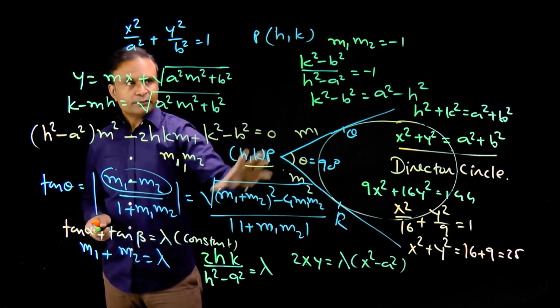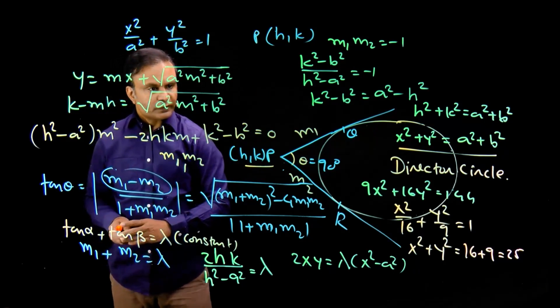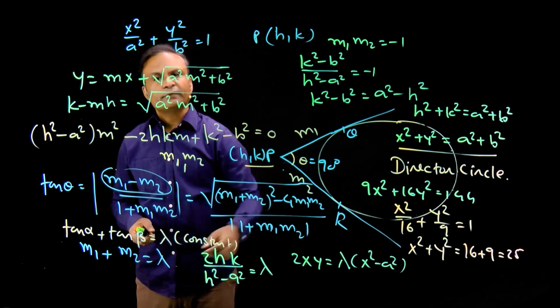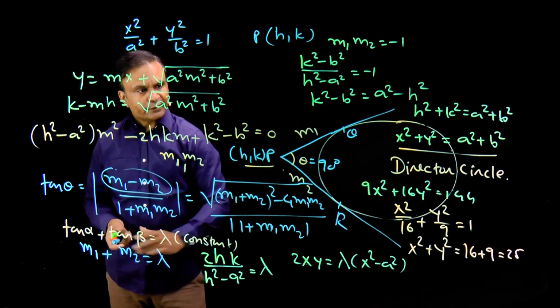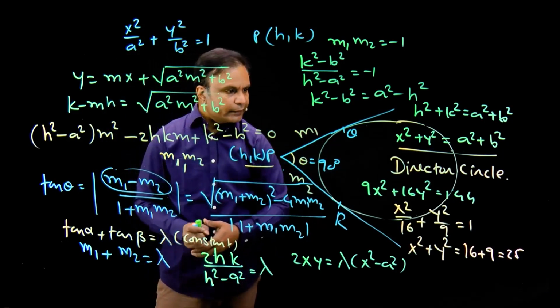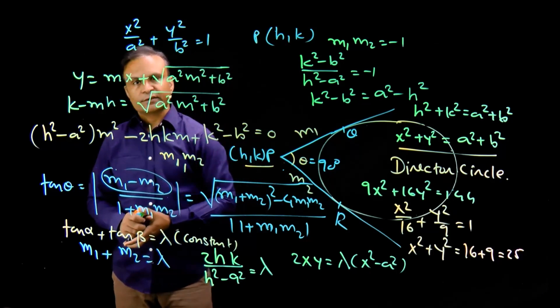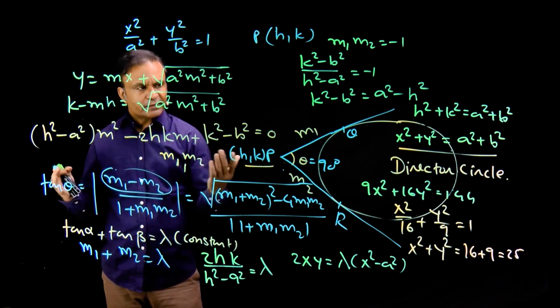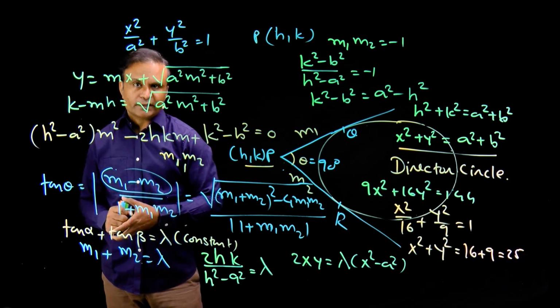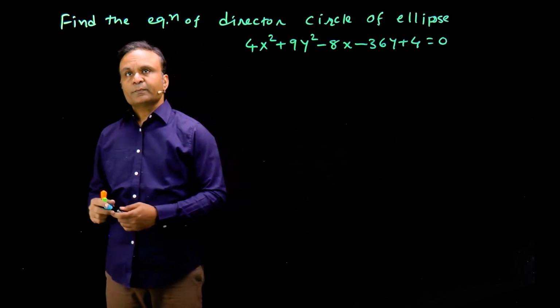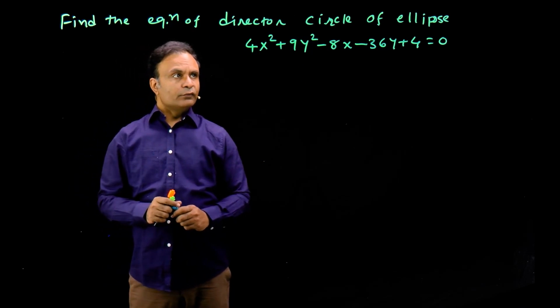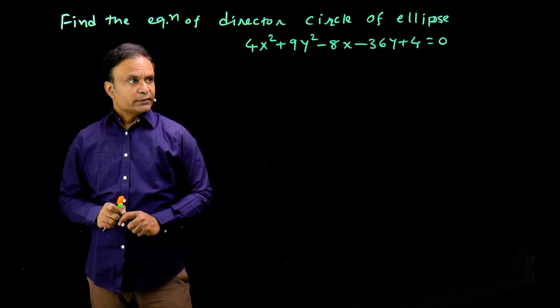So this mechanism, this algorithm can be used to find the locus of point P under different conditions, and when this angle is 90 degrees, we have director circle. Now let's try some questions on director circle. Question is, find the equation of director circle of this ellipse.